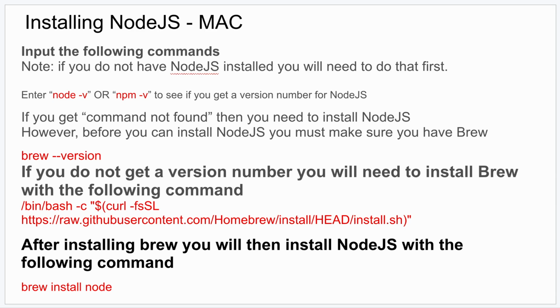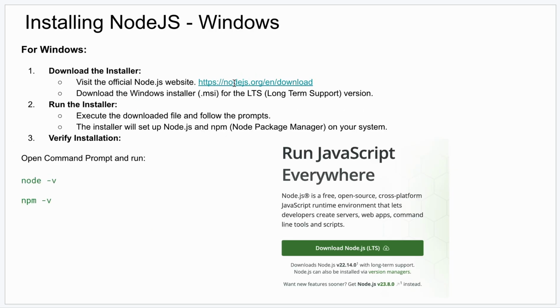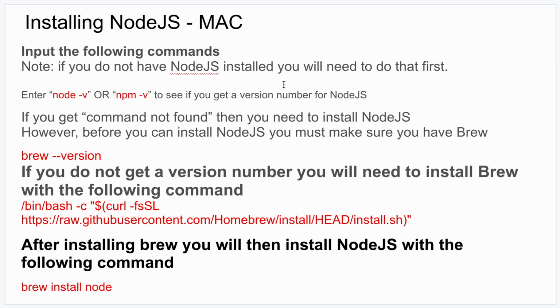And for a Mac, you have two different options. You can go to the website and download the installer file. That website is nodejs.org/download. But the other option is you can open up Terminal and put in the following commands.